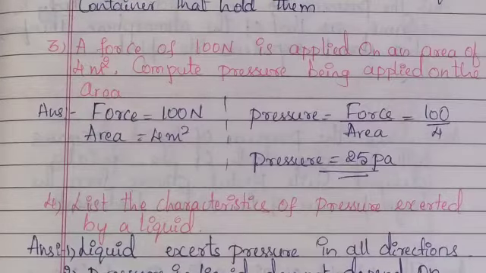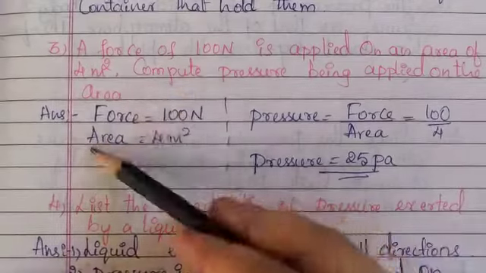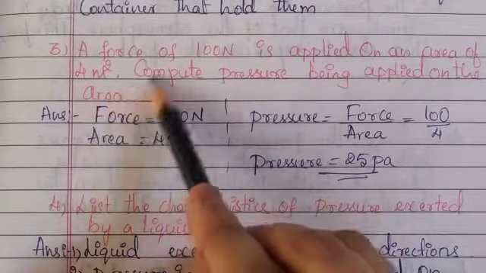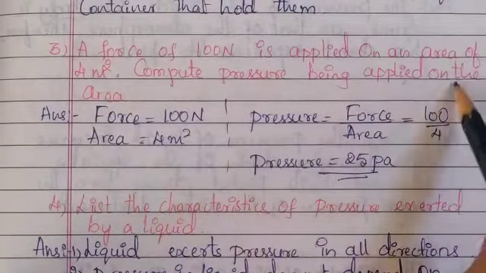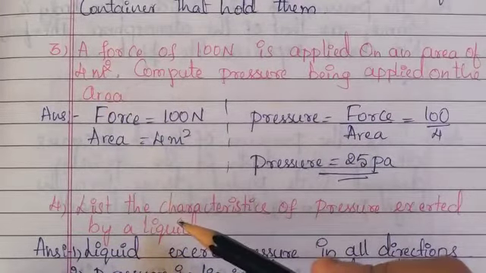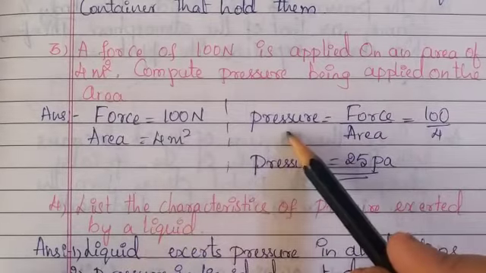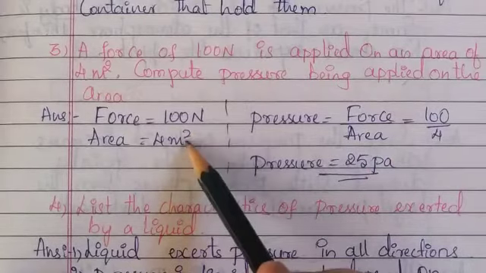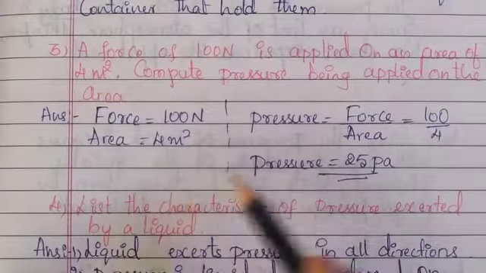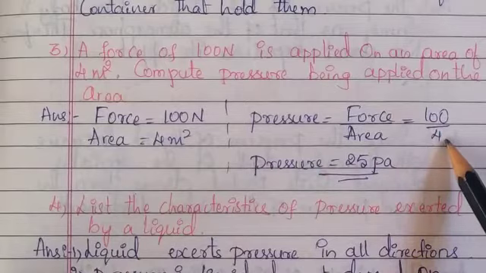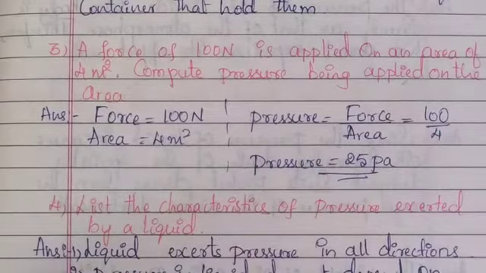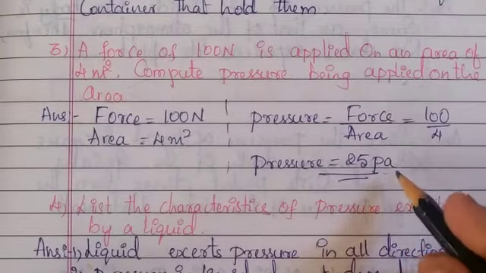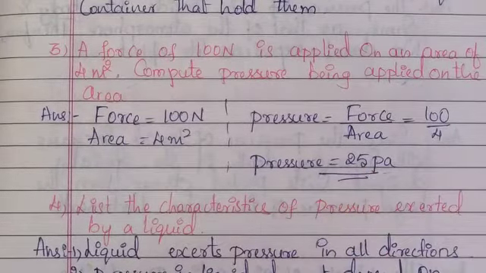So fluid in general exerts pressure in all directions, including the walls of the container. Based on that, one problem is there. A force of 100 Newton is applied on an area of 4 meters square. Compute the pressure being applied on the area. So you have to find out the pressure here. Since pressure is nothing but force divided by area, force is 100 Newton and area is 4 meters square. So that is 100 divided by 4. You will get 25 Pascal. You have to write this SI unit because this is very important. That is the SI unit of pressure.